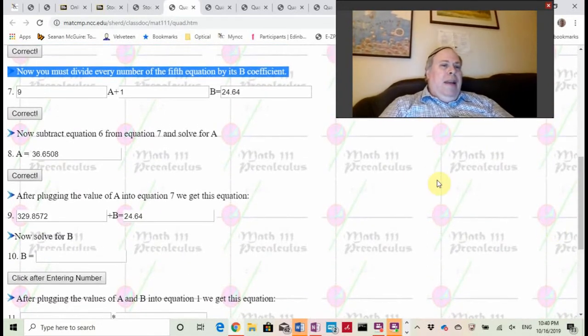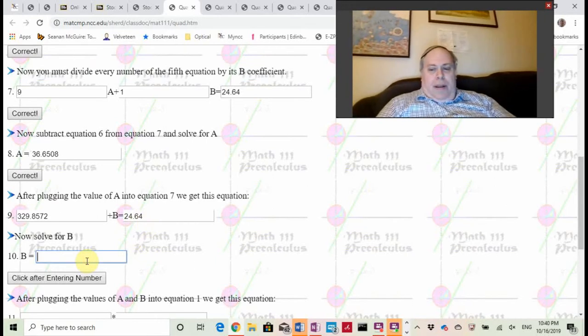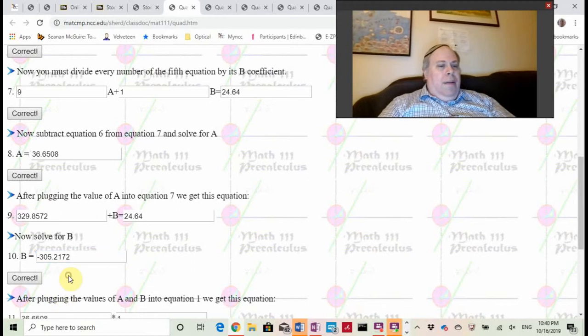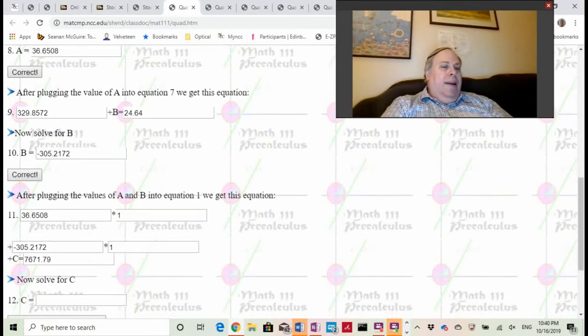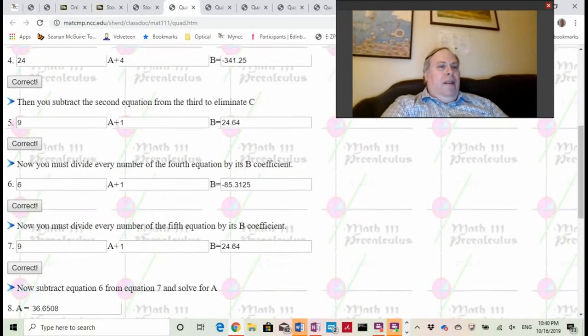Now I'm going to plug that back into equation 7. It's 9a plus 1b equals 24.64. So that gives me 329.8572 plus b equals 24.64, and that's going to give me minus 305.2172. That's correct, so that's B. These are big, ugly numbers. Deal with it.